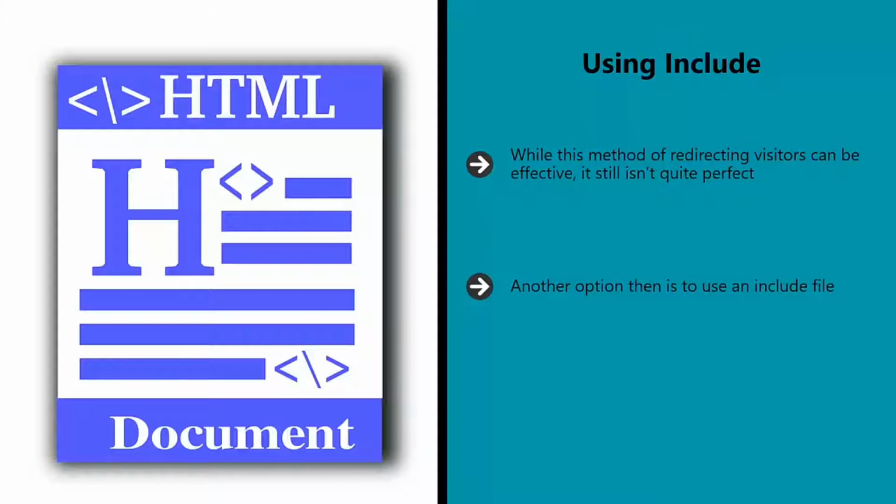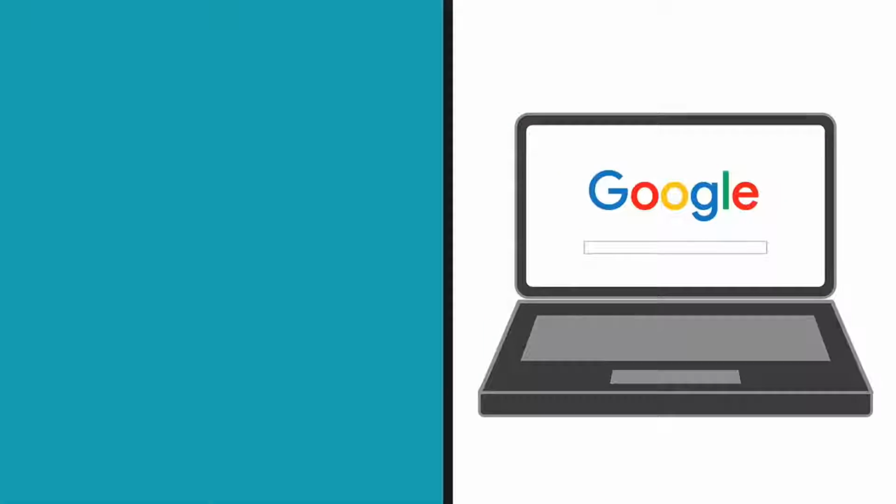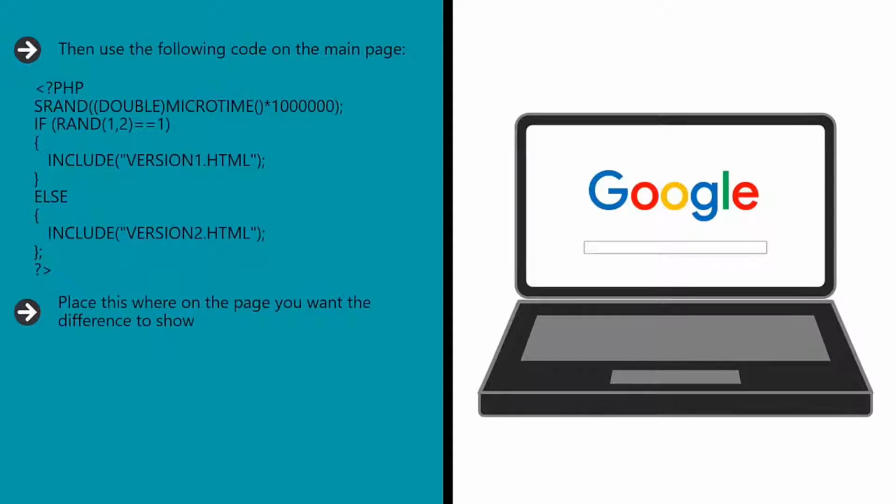This basically means that the page will populate itself with content from another page, allowing a blank template to become your new version of the page. In this version, you will create two HTML pages that only contain the elements that are different. This works particularly well if you are changing something about the text, for instance. Save these as version1.html and version2.html. Then use the following code on the main page. Place this where on your page you want the difference to show.